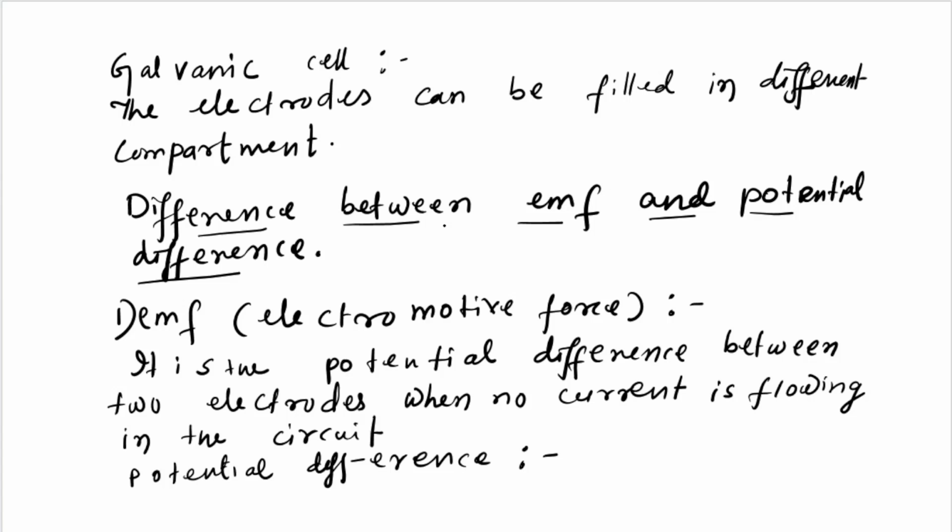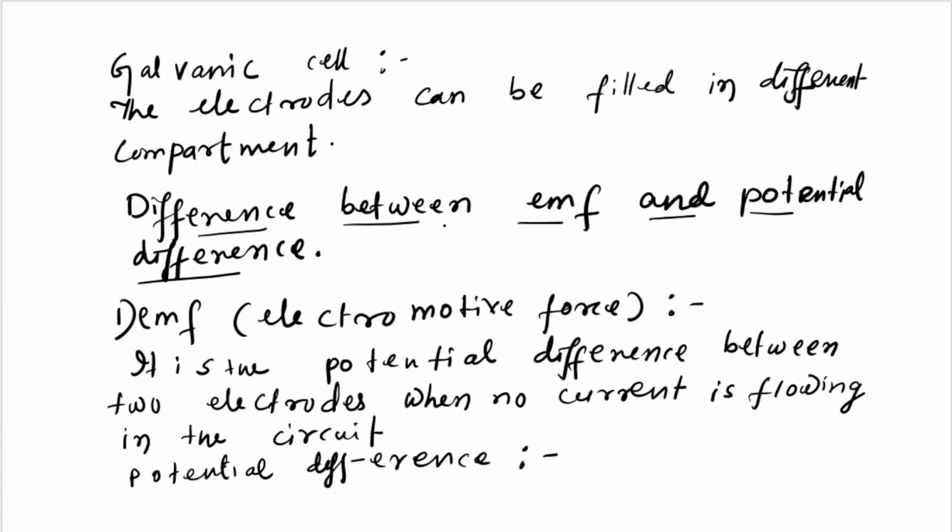So next, come to the difference between EMF and potential difference. What is EMF and potential difference? EMF means electromotive force. Potential difference means, you will see how the half cells are different. I will explain properly. EMF equals electromotive force. It is the potential difference between two electrodes when no current is flowing in the circuit.